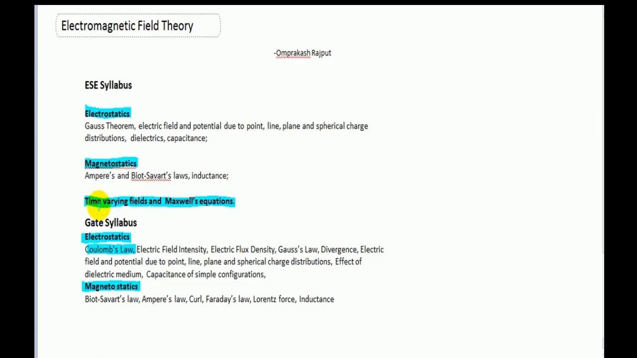And then we will move on to time varying field, and we will summarize the whole topics of electrostatics and magnetostatics using the Maxwell equations. So we will see one by one all of these topics.